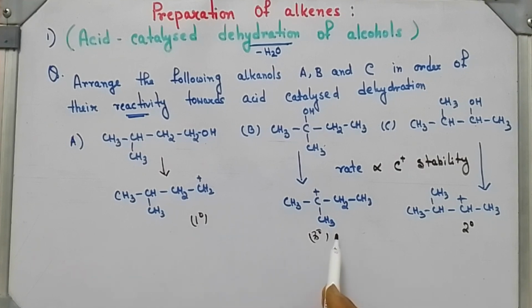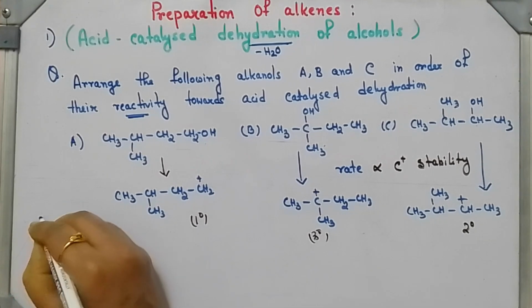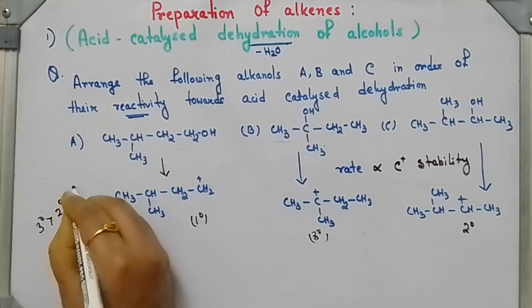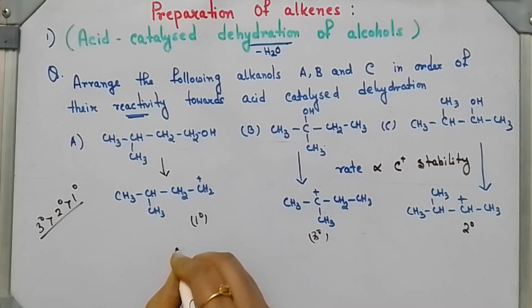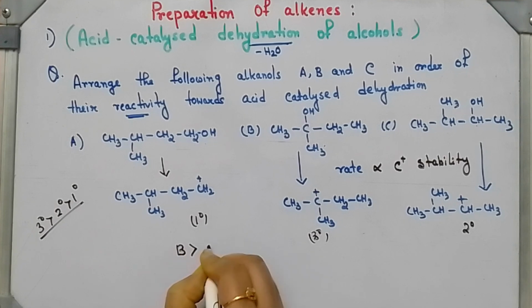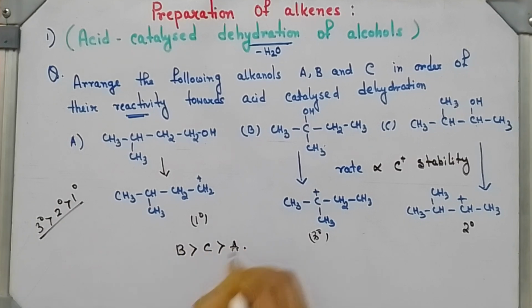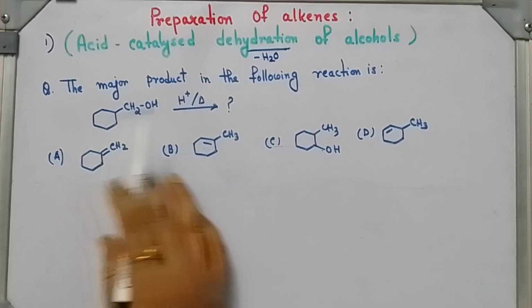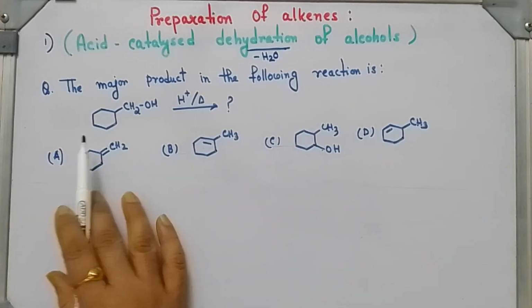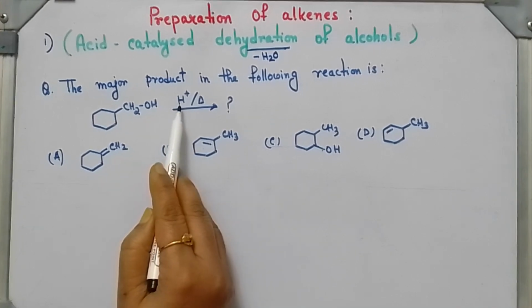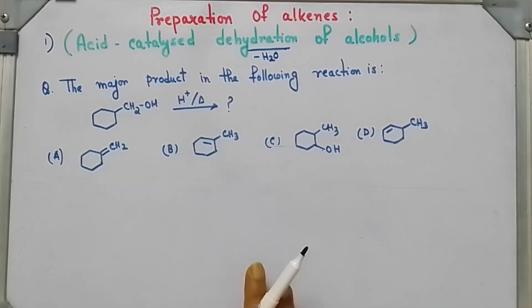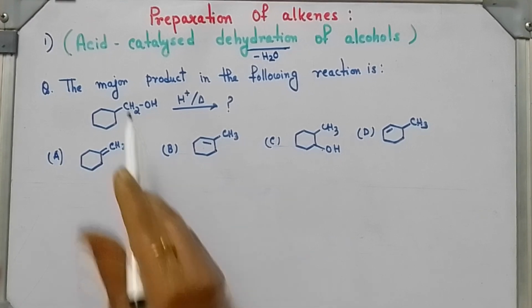This is 1 degree, this is tertiary, this is 2 degree. We know the stability is like this. This is the stability order. Therefore, the reactivity order is also first B, then C, then A. This is your answer. Now here the major product in the following reaction is, one reaction is given. This is one alcohol. On the arrow it is written H plus, heat. So what will happen? Dehydration of the alcohol will take place and we will get an alkene.